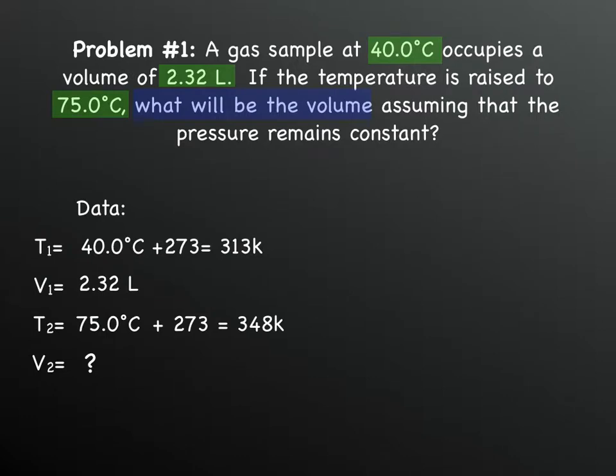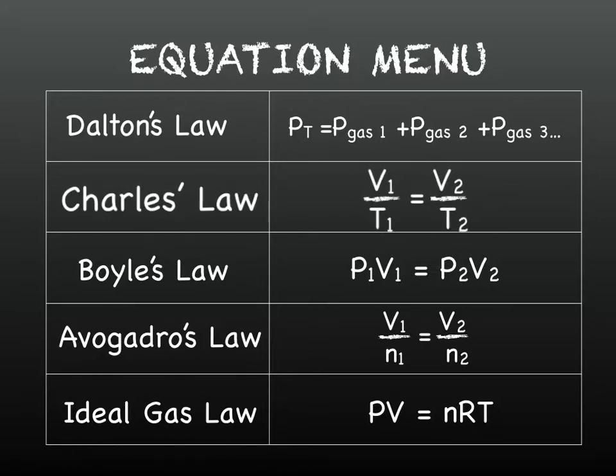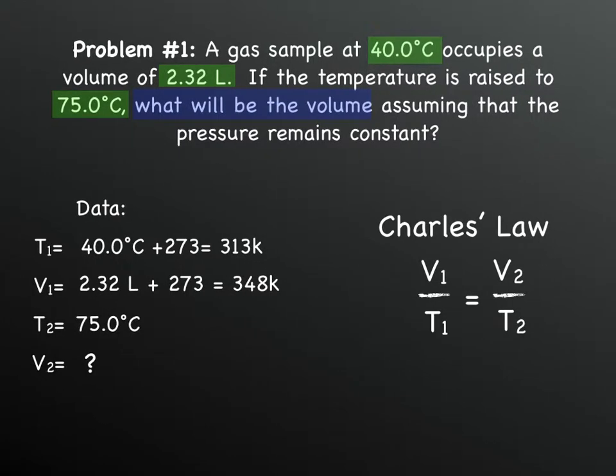Here is the first problem. We looked at all the data, gathered it out of the problem itself, looked at the equations, and decided which one we're going to use. We decided it was going to be Charles's law, so we wrote it down. This is where you should be at this point in your notes.